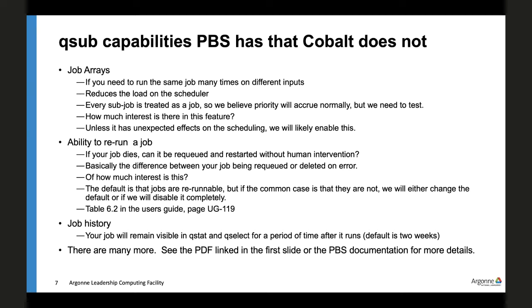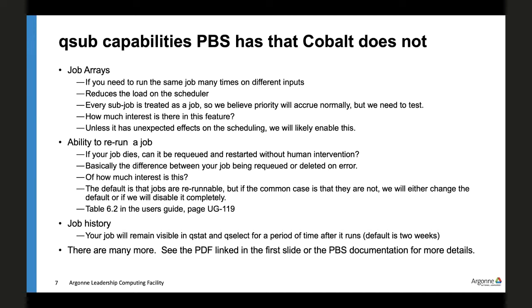The main reason to do this is that it's good for the scheduler. The scheduler is going to be more performant with one job array than with 10,000 separate jobs. But the sub jobs are treated like jobs when it comes to running. And again, we haven't tried this out yet. We ran a couple of test jobs, so we're going to have some learning to do. I'm sure there are going to be corner cases and caveats that we're going to have to figure out. So unless this has some kind of an unexpected result on scheduling, we're likely going to enable job arrays.